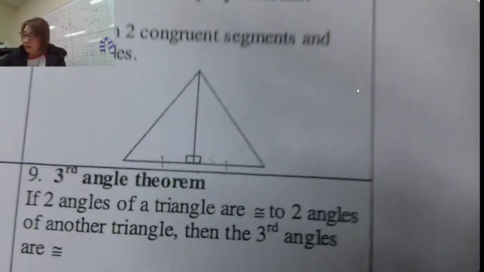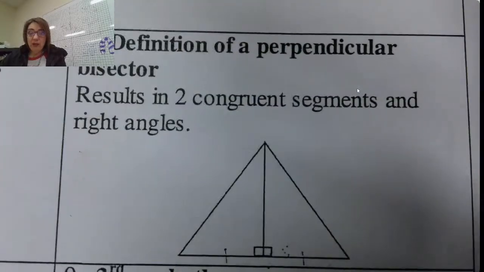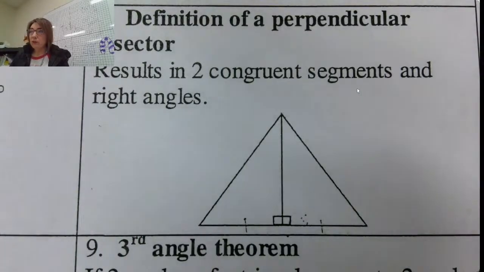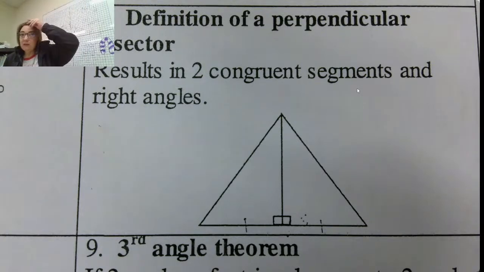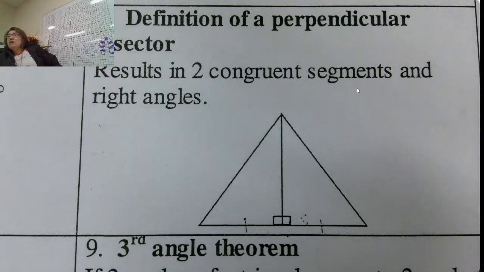Okay. What is a perpendicular bisector? Well, what does the word bisector mean? Split something in two. What does perpendicular mean? You're confusing perpendicular and parallel. Perpendicular means they cross at 90 degrees.